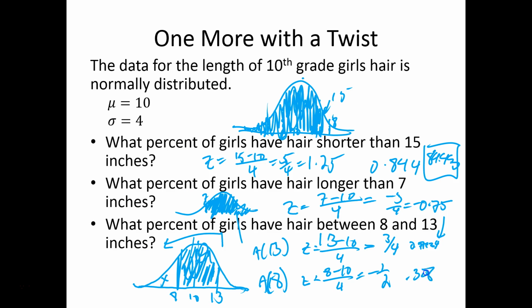So 0.3085. So now we have our x, and this value up here includes the stuff we actually want to use. So what we're going to do is take that value and just subtract x. So it'll be 0.7734 minus 0.3085. Grab our calculator for that as well. And I get 0.4649. So that's the percentage of girls that have hair between 8 and 13 inches. Kind of cool.